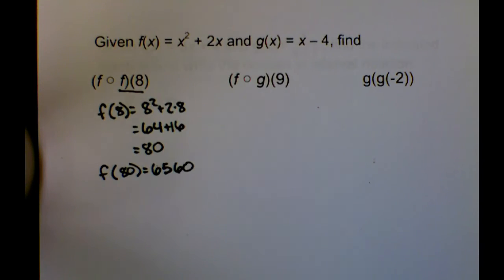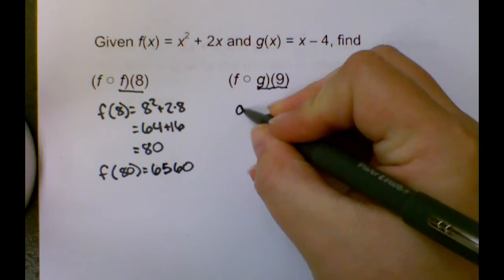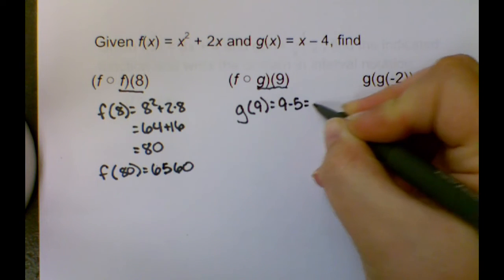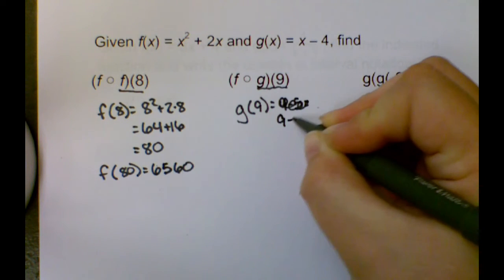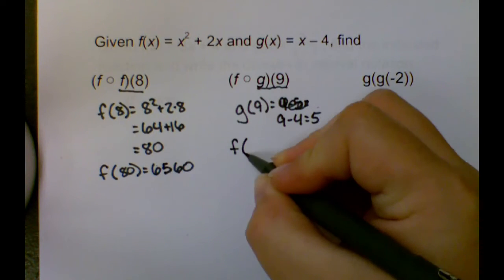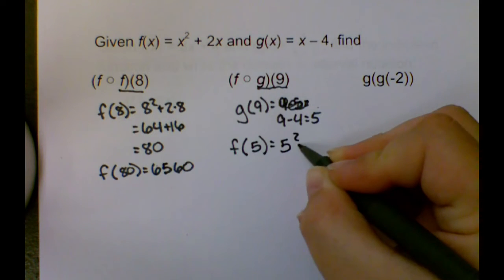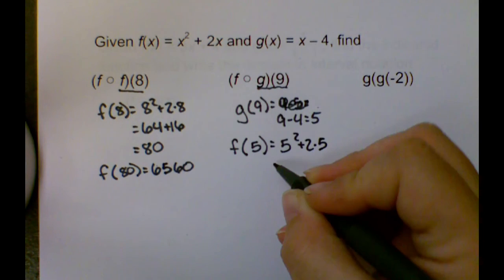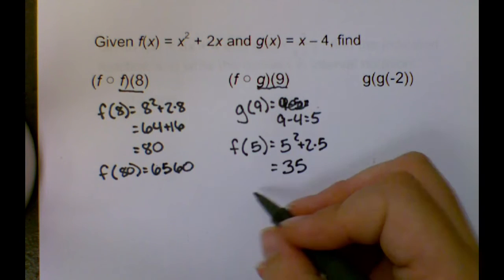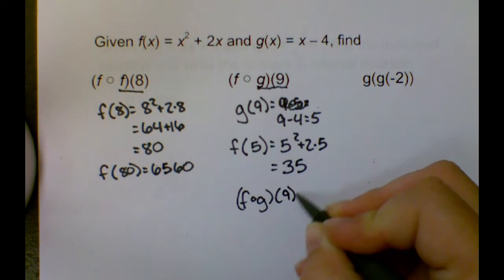The next one is f of g of 9. We start on the inside, so we start with g of 9. g of 9 is 9 minus 4, which is 5. Then I take my outer function, which is f, and I plug in what I just got, f of 5. 5 squared plus 2 times 5 is 35. So, f of g of 9 is 35.